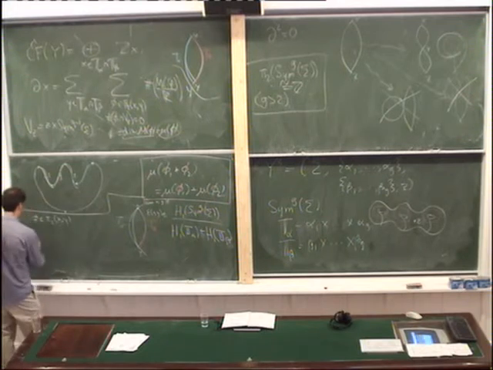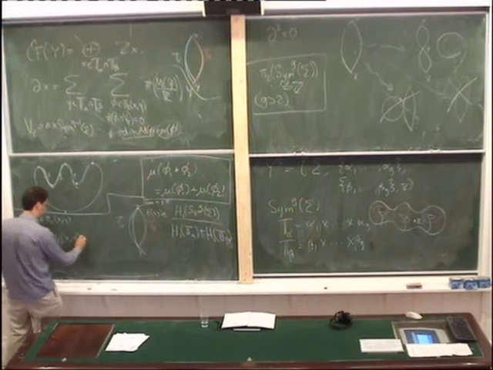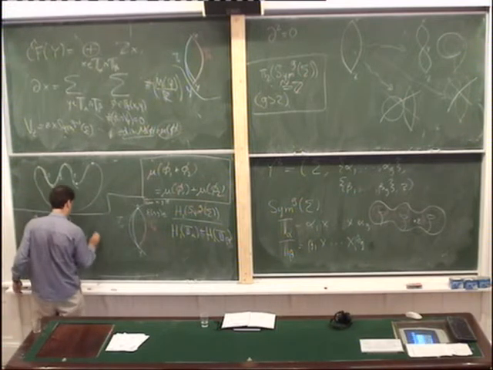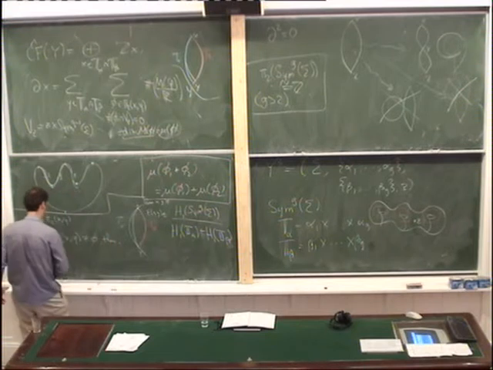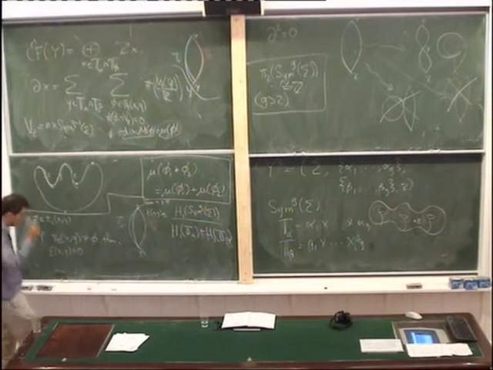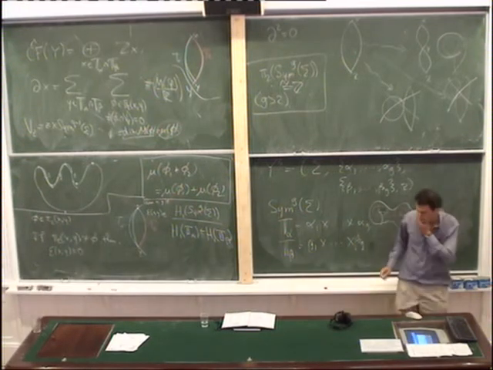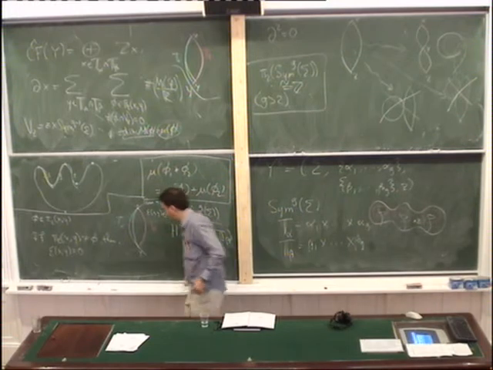So if pi 2 of xy is non-empty, then epsilon xy must be equal to 0. Okay?